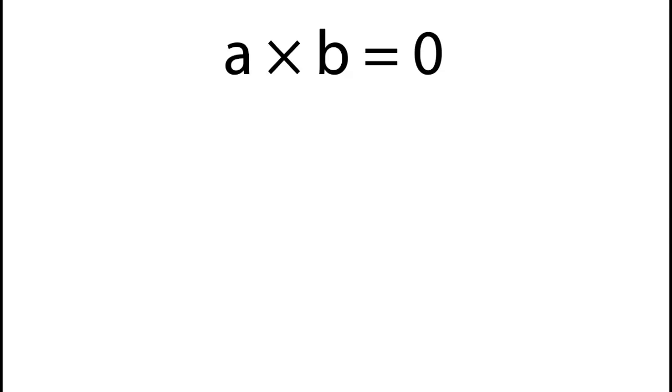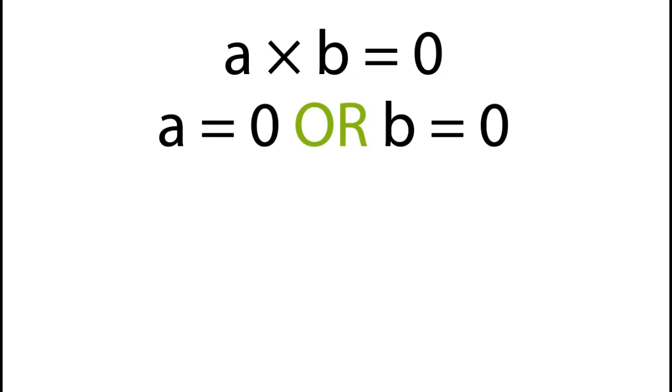Alright, guys, we got a little bit of logic going on up in here. If you see something like this, a times b equals 0, what do you know? Well, you know that either a equals 0 or b equals 0. It just has to be that way, right? This is just necessary. Why?